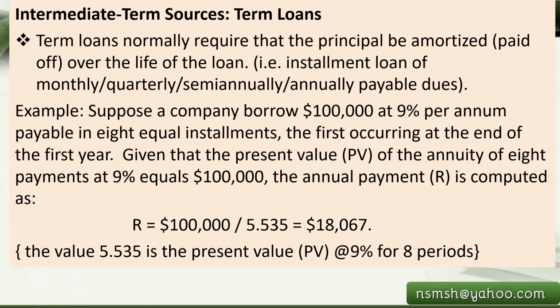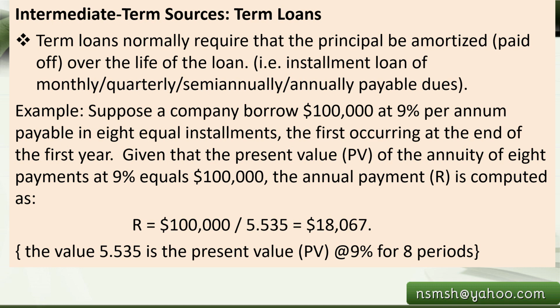Suppose a company borrows $100,000 at 9% per annum payable in 8 equal installments, the first occurring at the end of the first year. In this case, the present value of the annuity of 8 payments at 9% equals $100,000, and the annual payment is computed as $18,067. The value of 5.535 is the present value factor at 9% for 8 periods. So that is the calculation that comes.